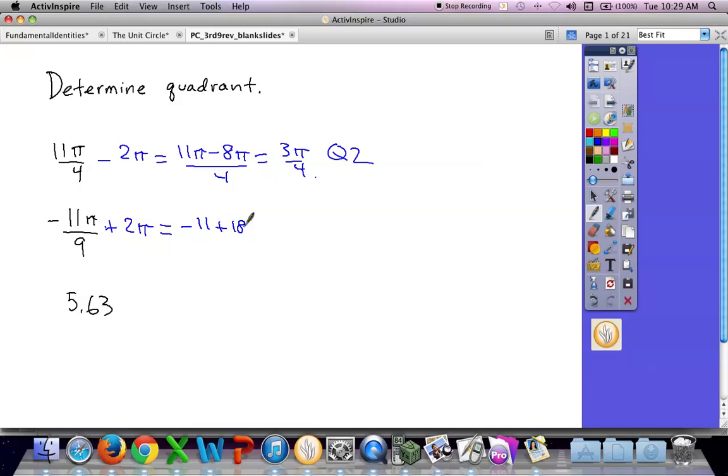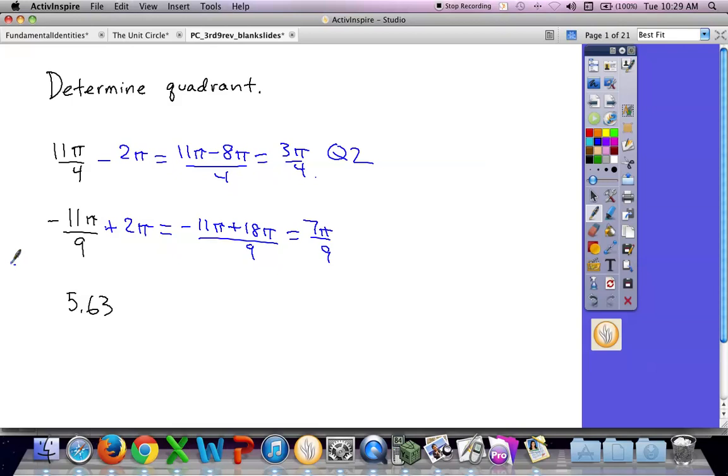Let me start that again, just to be consistent. Negative 11 pi plus 18 pi over 9, which is 7 pi over 9. Now, do you still have an idea where that is? Okay.